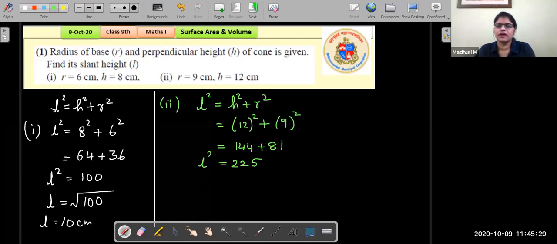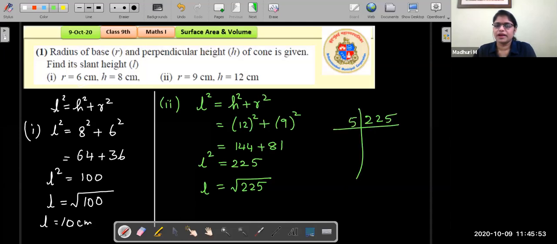We are supposed to find L. So taking square root, because we are getting rid of the square, so we are going to put square root on the other side. So that will make it square root of 225. Right, students? Now, if you are really good at square roots, you will be easily able to find the square root, but still, let me help you out with this.